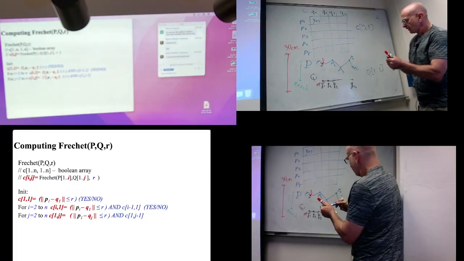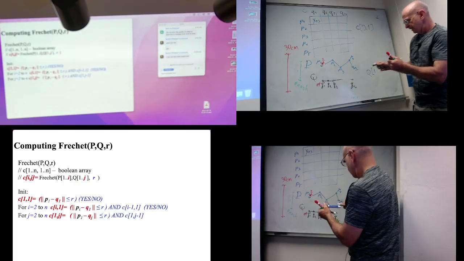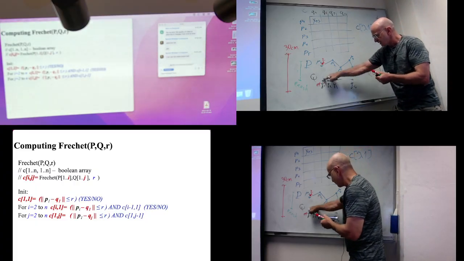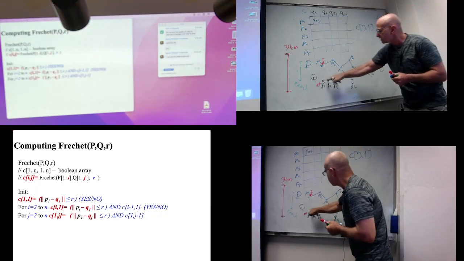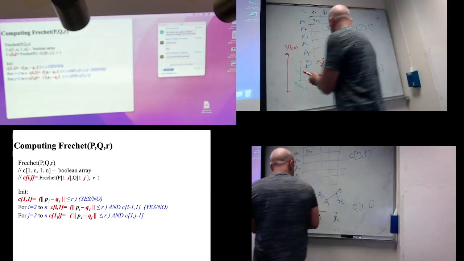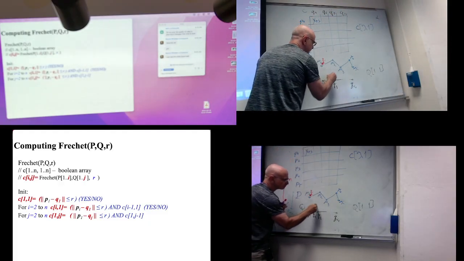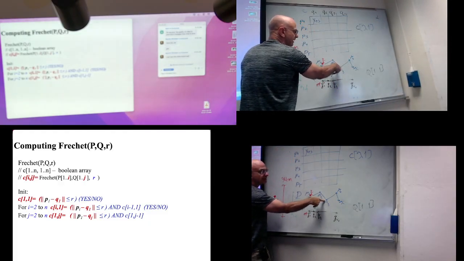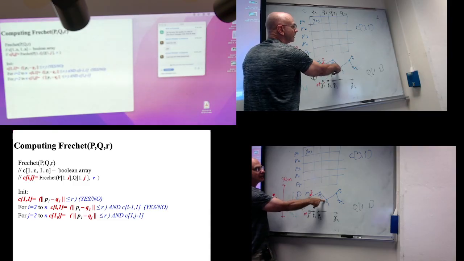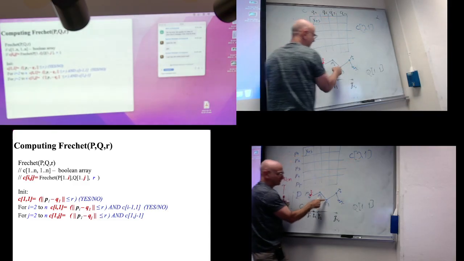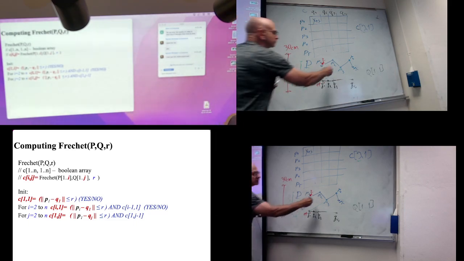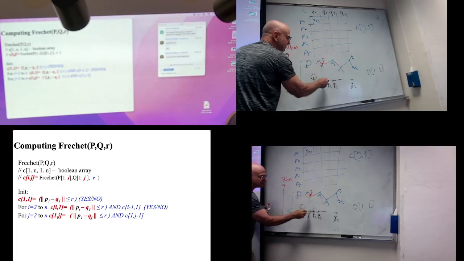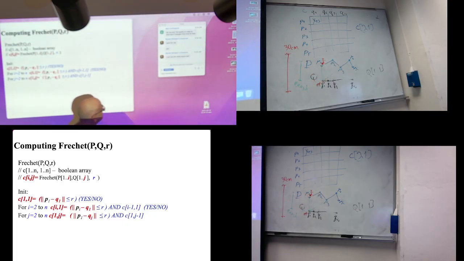I'm looking at C31. What's a condition that they can be there? The dog is stuck to Q1. The person is at vertex 3. The distance between them should be less than R. And in addition, this distance and this distance are also smaller than R.